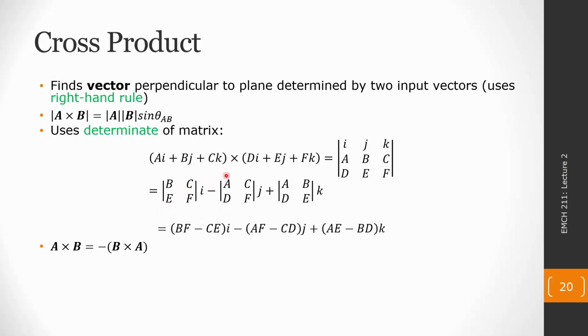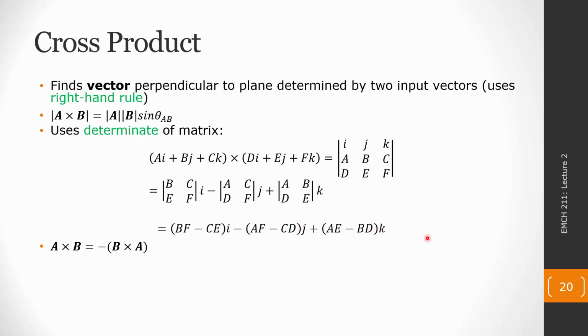Over here, this is going to expand to AF minus CD. And then finally, AE minus BD for the last term. But again, we have positive this, the negative is going to come down, and then a positive here as well. So what do we have going on here? Now the final step is I can do the actual arithmetic, and BF minus CE, that's a scalar times I, minus a scalar times J, plus a scalar times K.